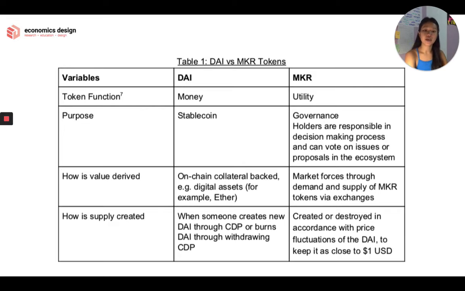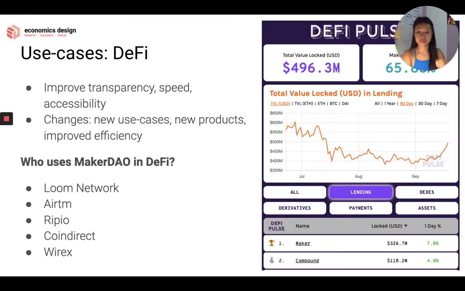On the other hand, MKR is created or destroyed in accordance with the price fluctuation of DAI. Not market forces, not the price of MKR, but the price of DAI. And if it's too high or too low, the MKR tokens will be burnt or minted.